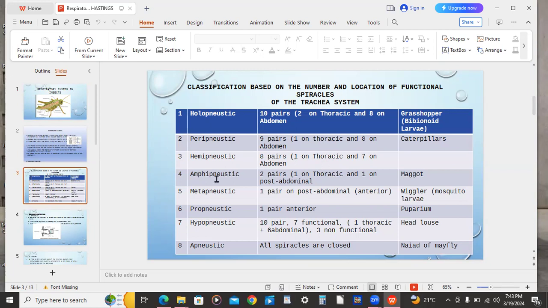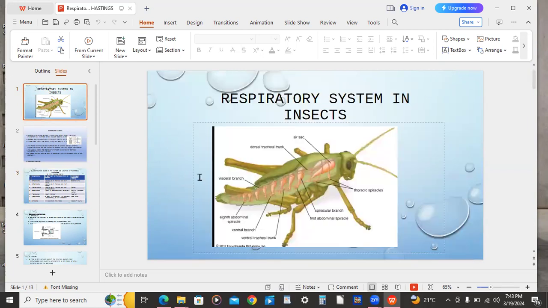The fourth one is the amphipneustic, which has 2 pairs. One is located on the thorax, and the other is located on the post abdomen. When I say post abdomen, I mean just the end of the abdomen. Here, that's where it is located.